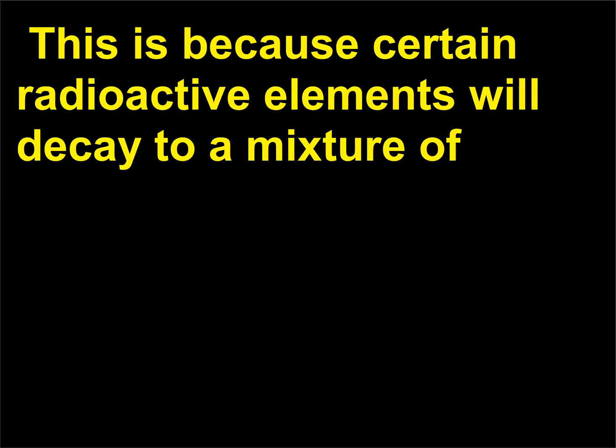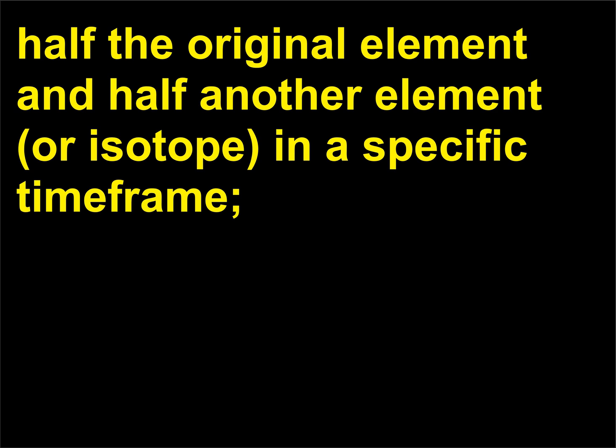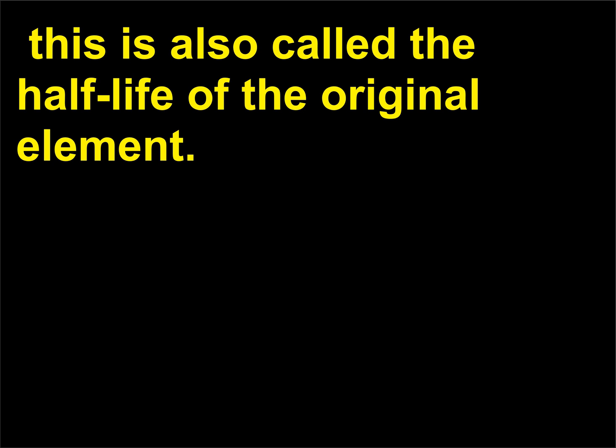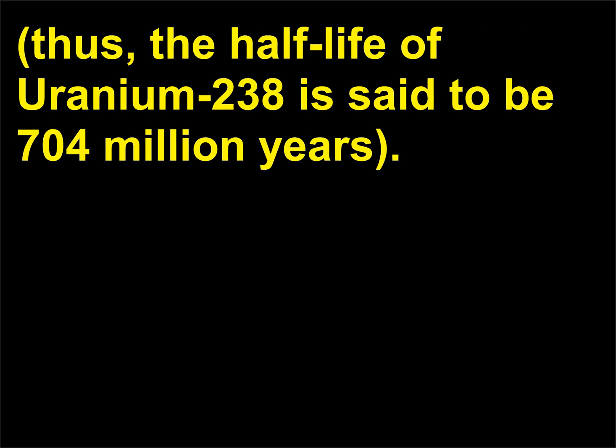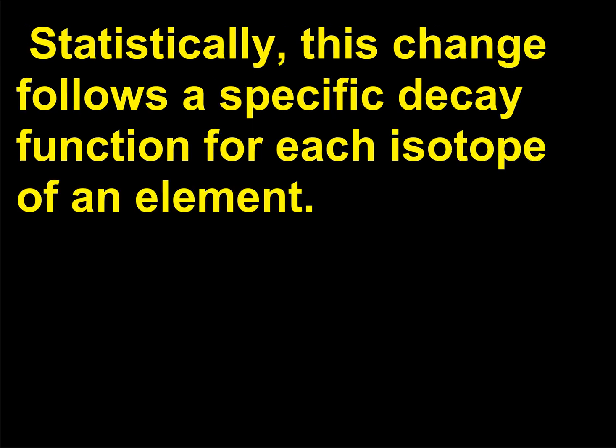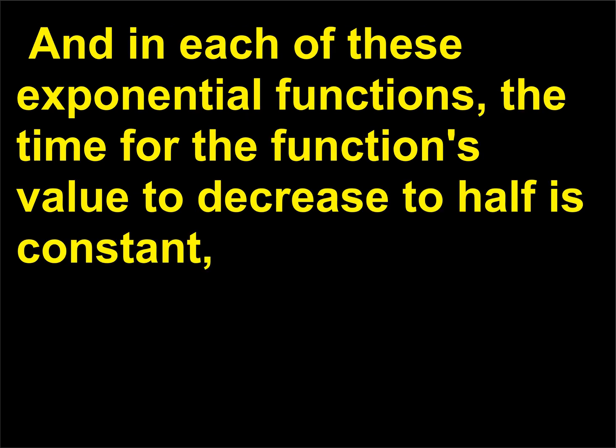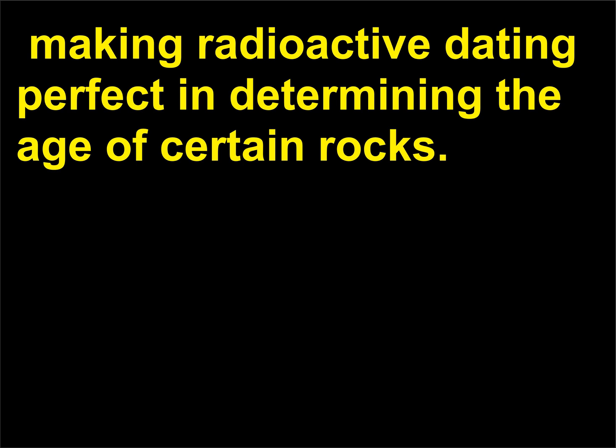This is because certain radioactive elements will decay to a mixture of half the original element and half another element, or isotope, in a specific time frame. This is also called the half-life of the original element. For example, half of the uranium-238 in a rock will decay into lead-207 in 704 million years. Thus, the half-life of uranium-238 is said to be 704 million years. Statistically, this change follows a specific decay function for each isotope of an element. And in each of these exponential functions, the time for the function's value to decrease to half is constant, making radioactive dating perfect in determining the age of certain rocks.